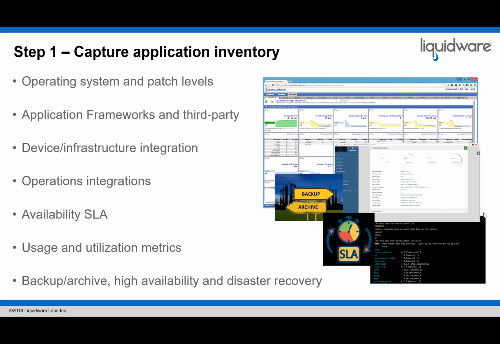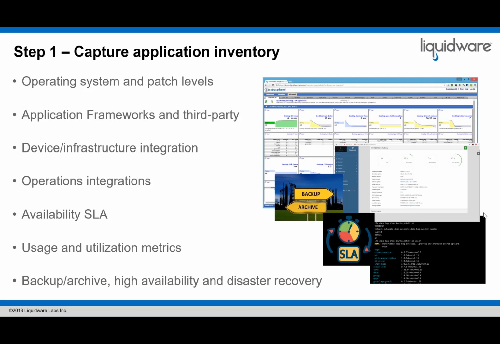Next up is device and infrastructure integration. You need to identify any network switches, routers, specialized load balancers, firewalls, or any devices required to run that application or service. Note any specialized appliances or other hosting hardware, as well as any dedicated storage devices.